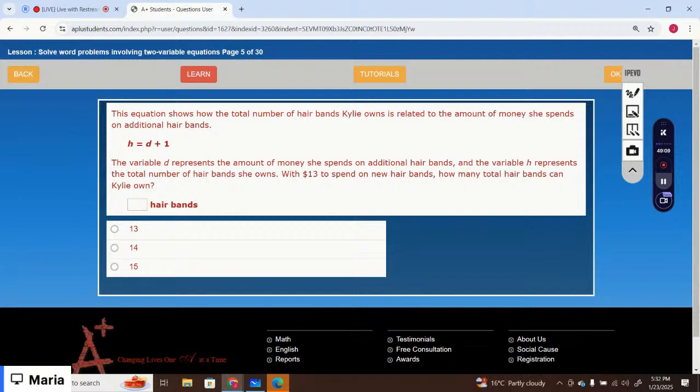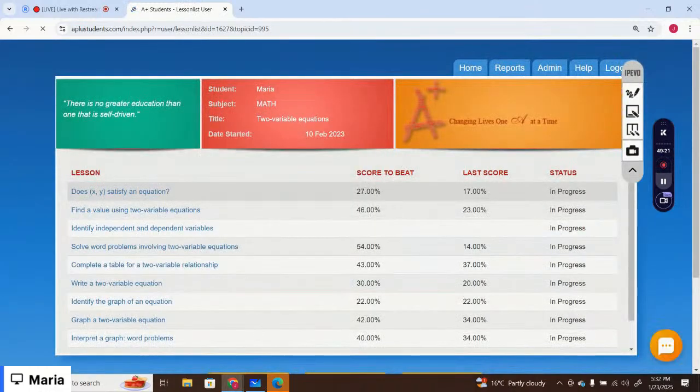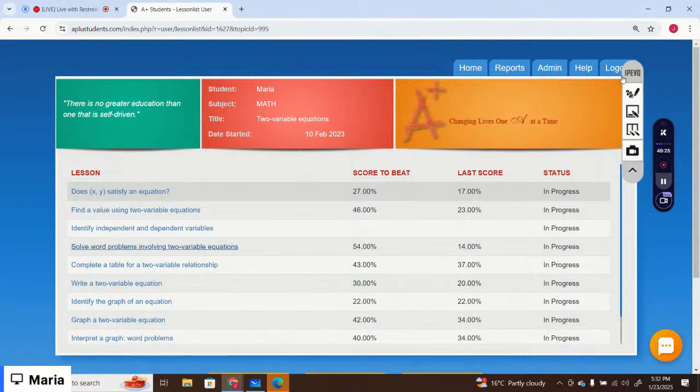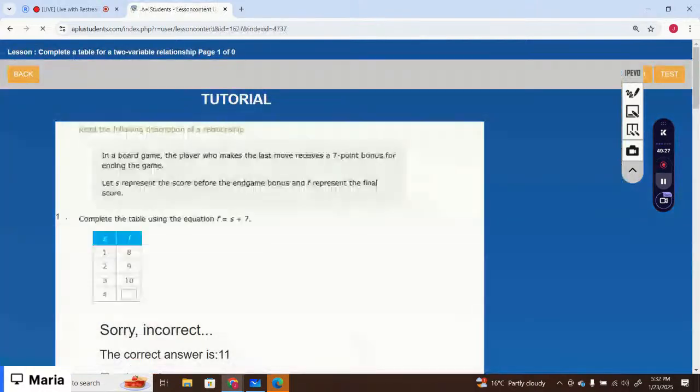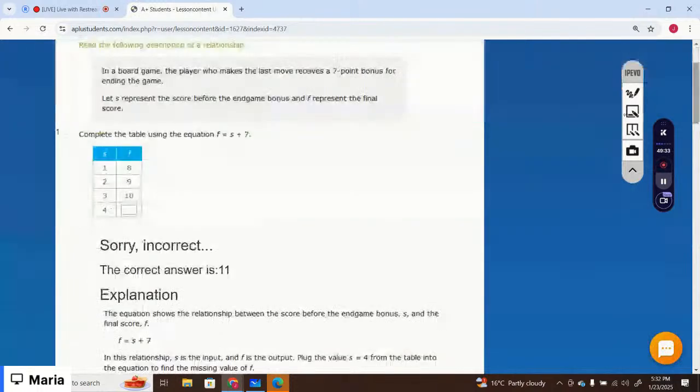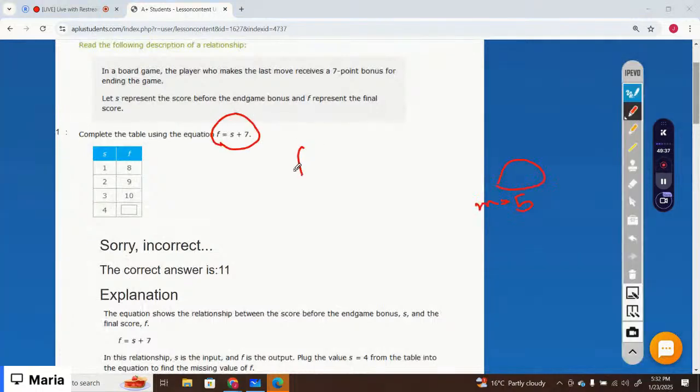Okay, you can complete the lesson by yourself later today. Let me just move on to the next lesson. Complete a table for a two variable relationship. Complete the table using the equation f equals s plus 7. You just have to use this equation. You are given s equals 4. So replace s with 4 in the equation, then f equals 11.